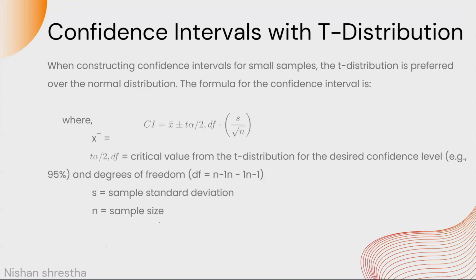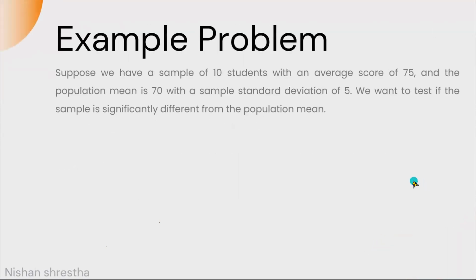So, to calculate the confidence interval, we have the formula of x bar plus or minus t alpha by 2 comma df multiplied by s divided by root n, where x bar equals the sample mean, t alpha by 2 comma df is a critical value from the distribution for the desired confidence level, s equals the sample standard deviation and n equals the sample size. So next, we have a sample example problem. Let's solve this using the T distribution.